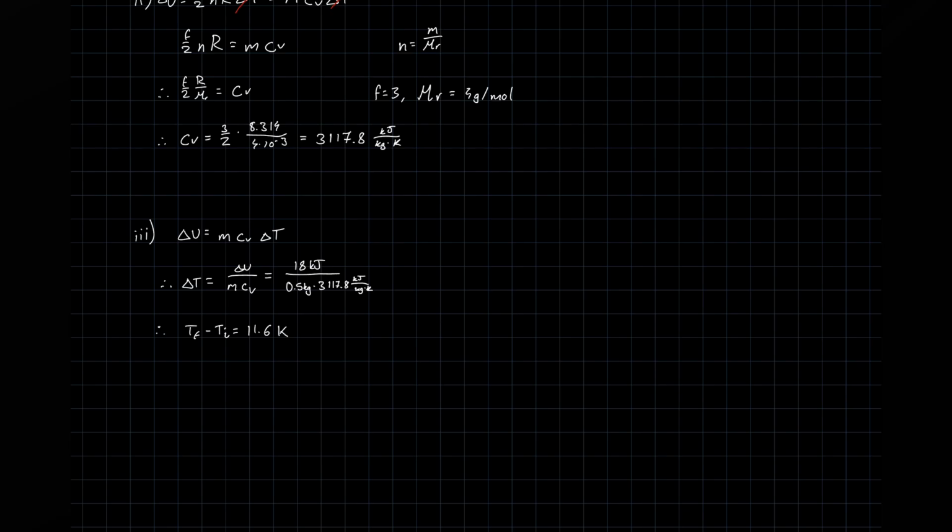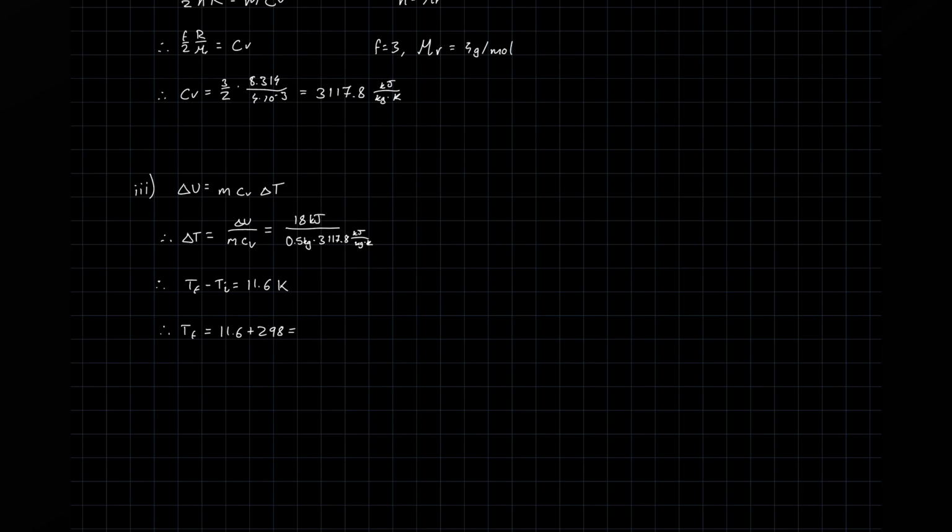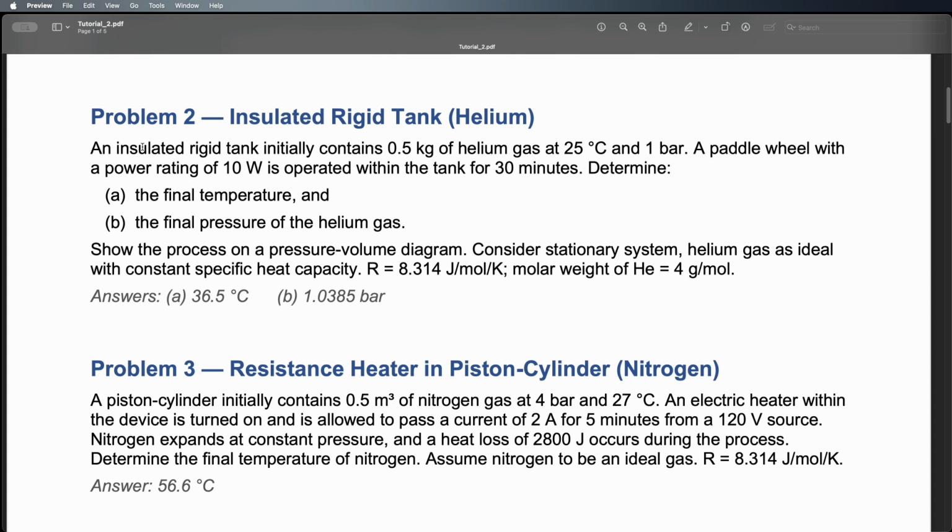11.6 Kelvin. Our initial temperature was 298, so we just need to move T initial to the other side, so we get 11.6 plus 298, which is equal to 309.6 Kelvin, which is equal to 36.6 degrees C, which if we look at our tutorial sheet, okay, we were 0.1 off, so there's probably a rounding error somewhere, but it's fine.